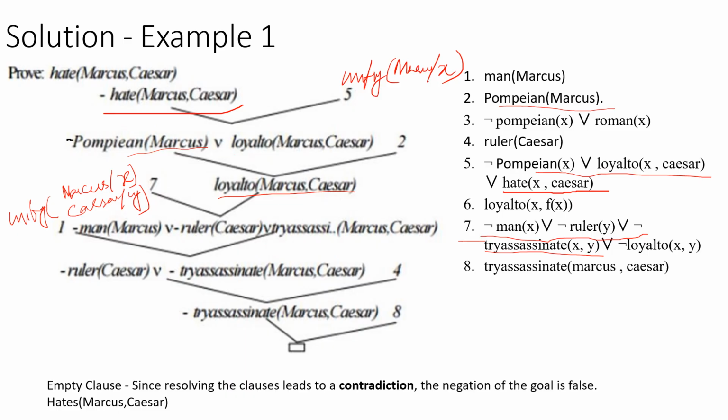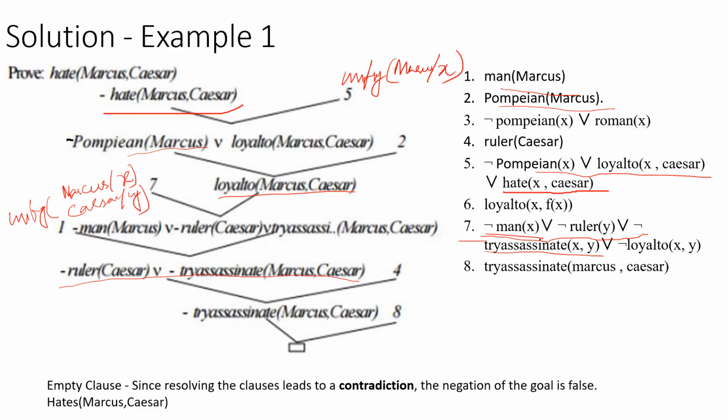Here you can see, when you are comparing with the first one, there is man Marcus, and here we have non-man Marcus. So they are complementary clauses, so they will cancel. We will take the remaining thing, that is not ruler Caesar or try to assassinate Marcus, Caesar.